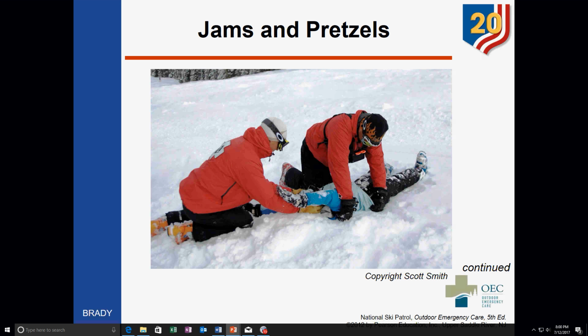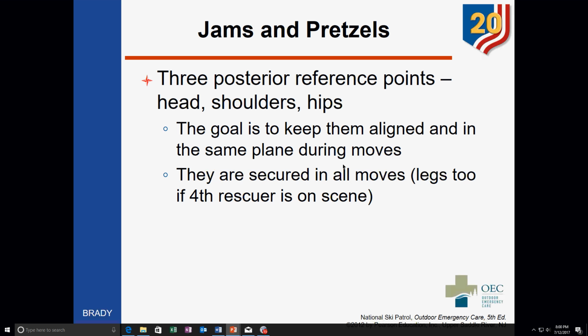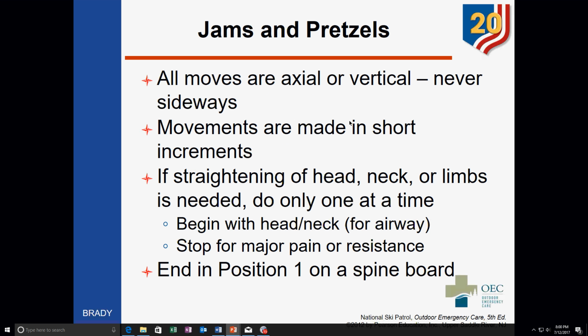Again, rolling them over. It doesn't have to be fast and sloppy. It has to be slowly controlled. Never drag them left and right. It's always on the horizontal plane, if you will, straight plane, axial vertical, never sideways.